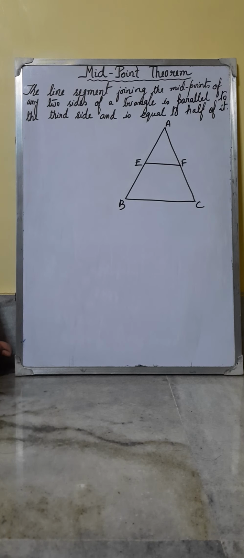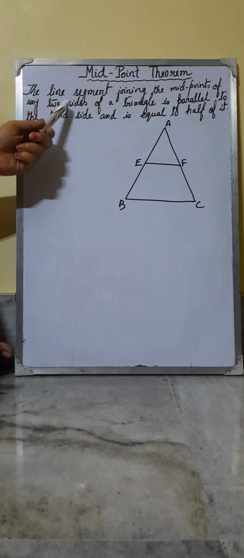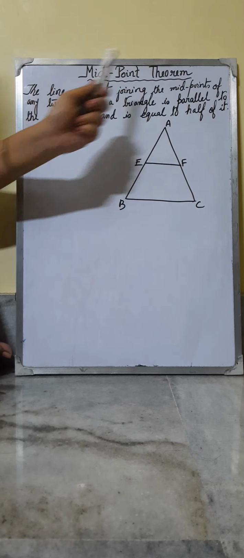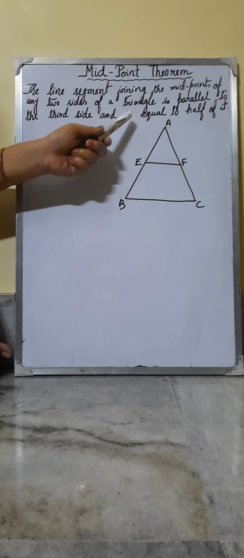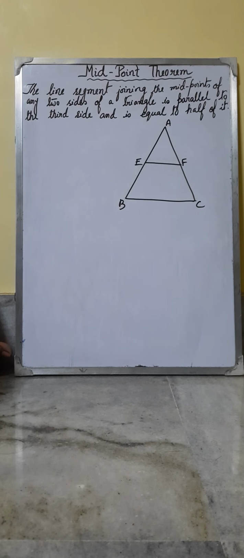So first, the statement of midpoint theorem is what? The line segment joining the midpoint of any two sides of a triangle is parallel to the third side and is equal to half of it. What is the meaning of that?